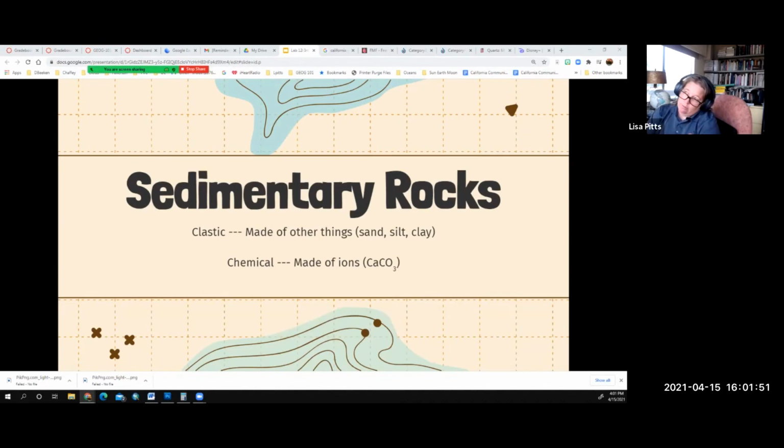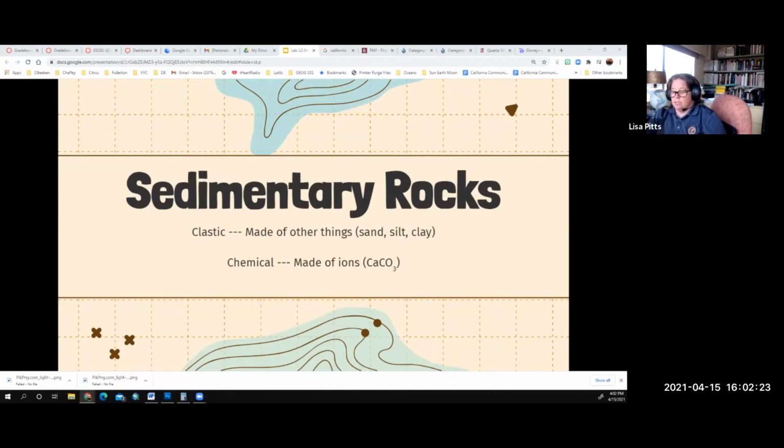And just like igneous rocks, there's two basic types, clastic and chemical. Clastic means they're made of clasts, and clast is just a fancy word for sand, silt, and clay. So they're made up of other things. Smaller clasts typically are made of just one thing, like sandstone is made up of just sand, and siltstone is made of silt.